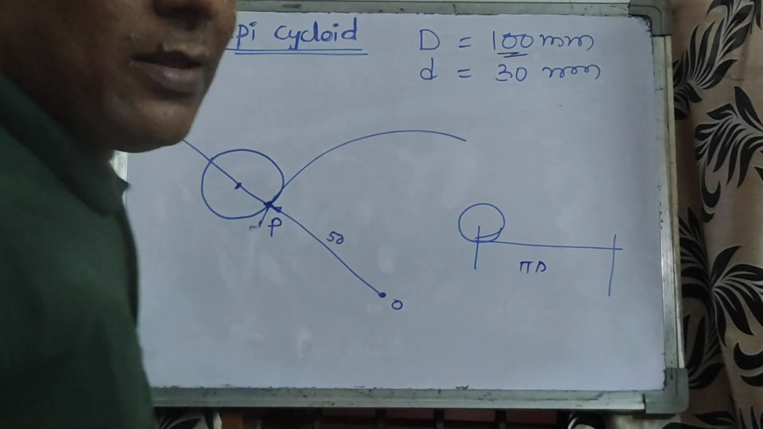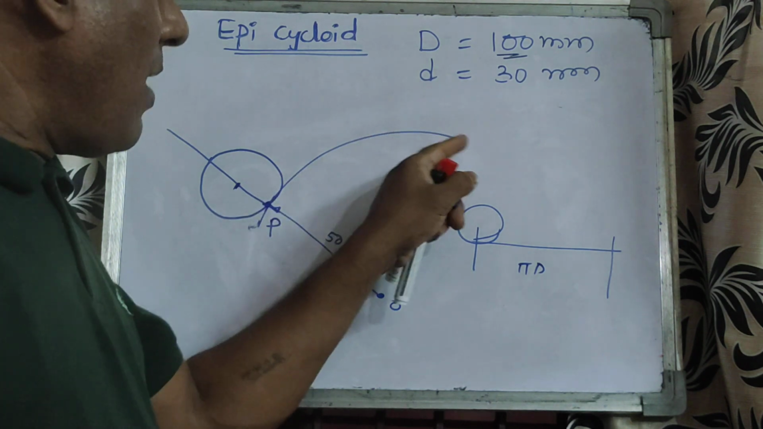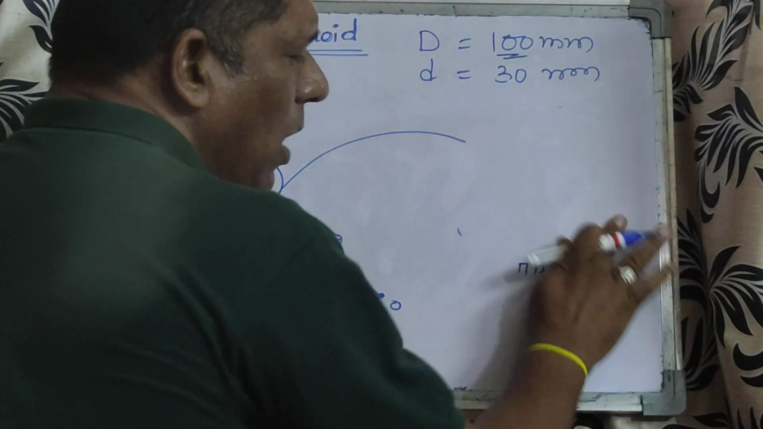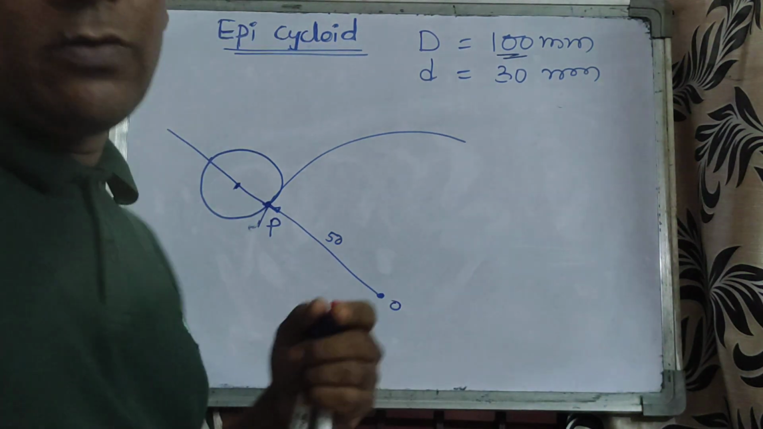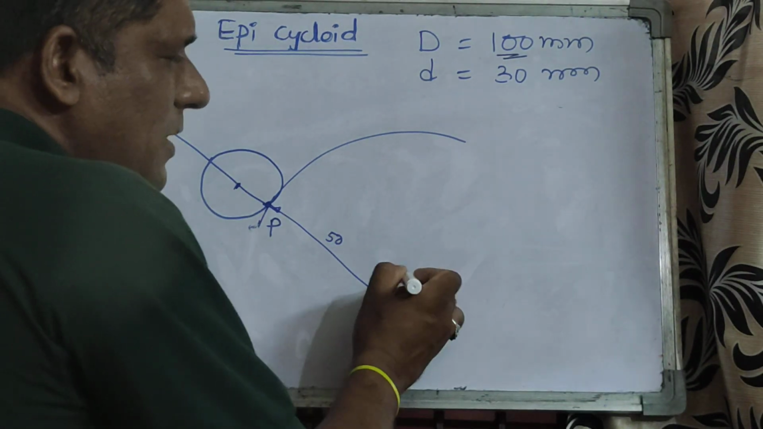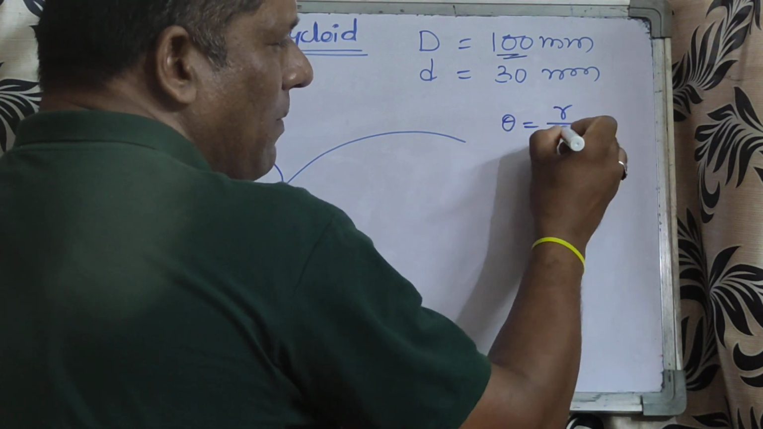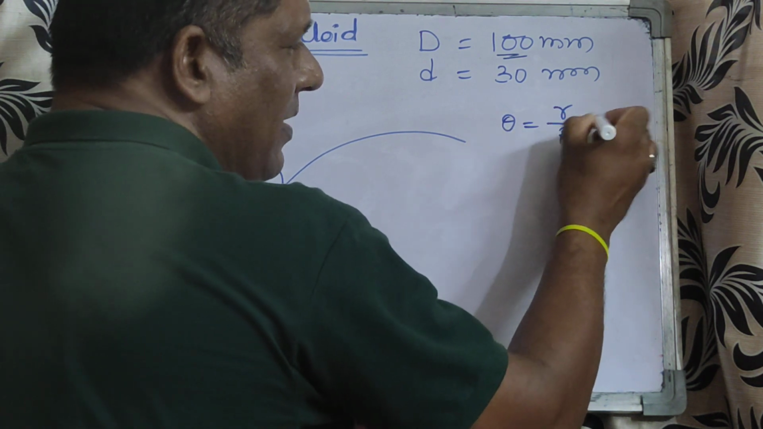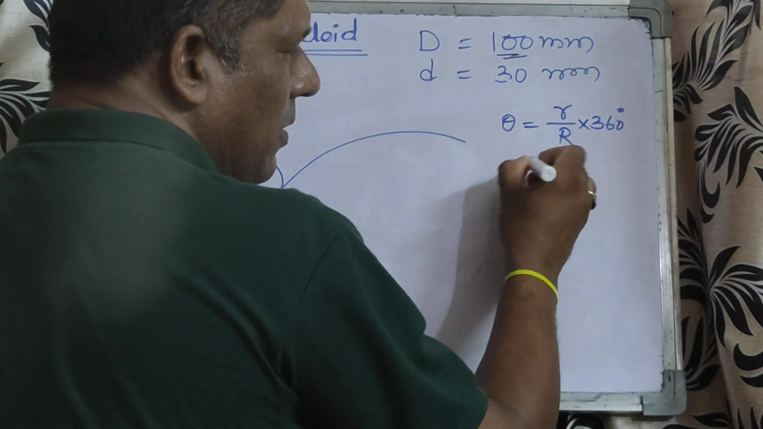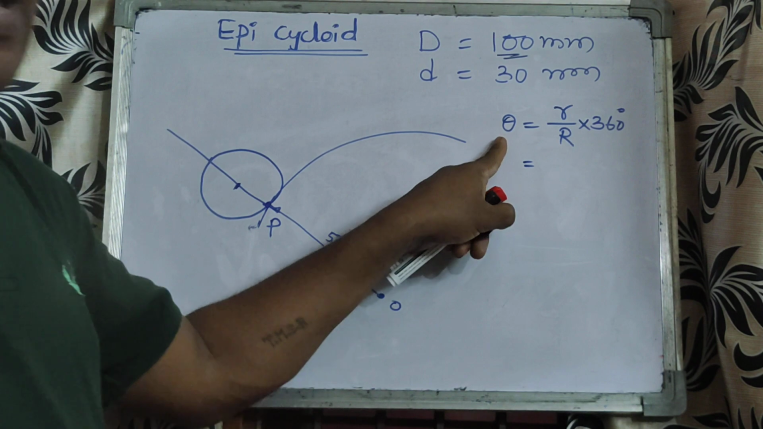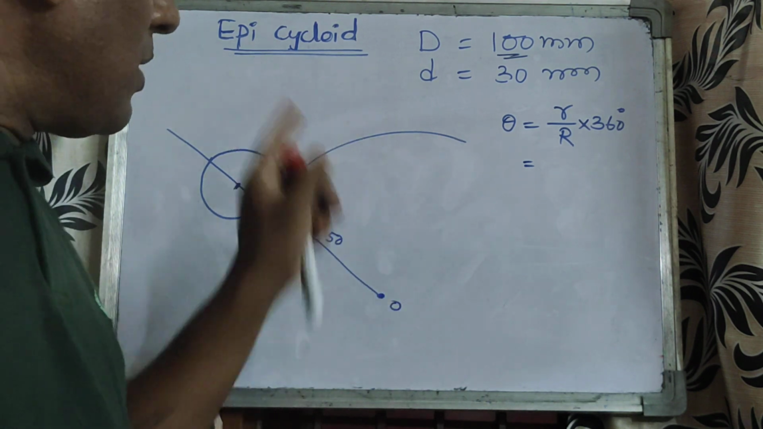Or 2 pi r. But this is on an arc. On the arc it is rotating. So for that what you have to do, we have one equation. Okay. So we must calculate this theta. So theta is equal to small r divided by capital R multiplied by 360 degrees. This is the equation. Okay. If you apply this formula, you will get theta, the angle of this curve.